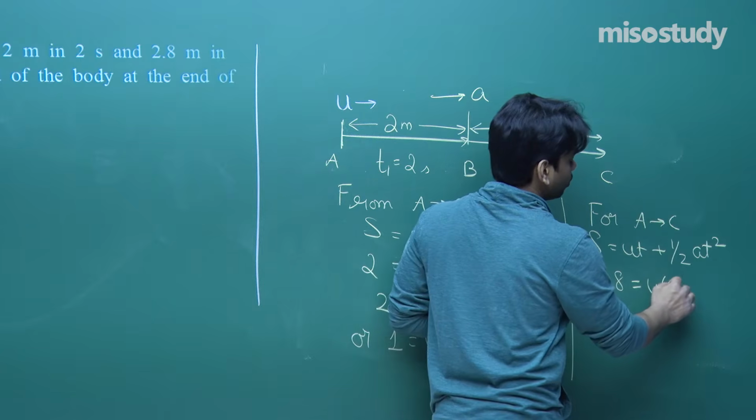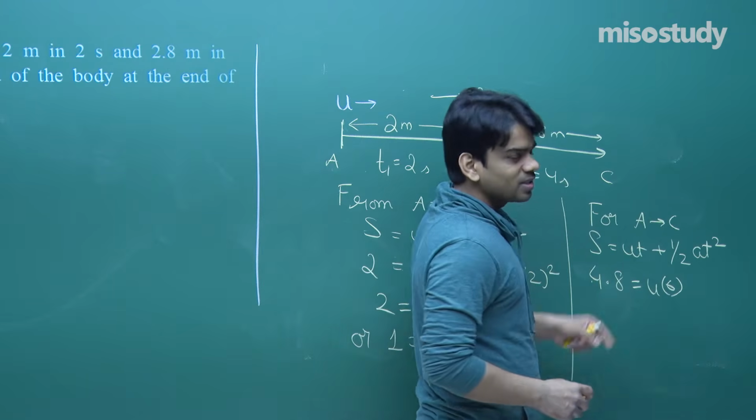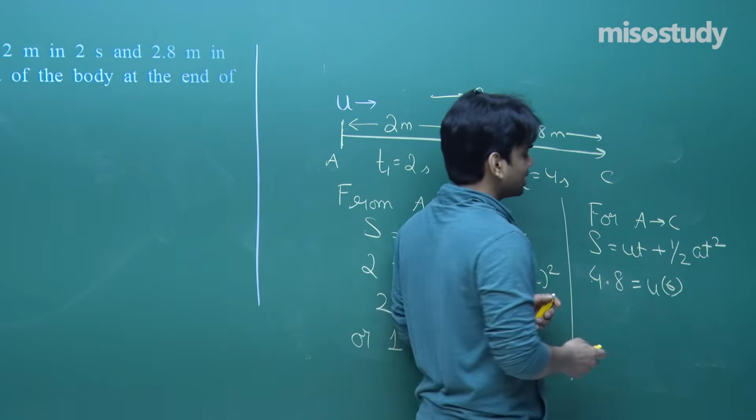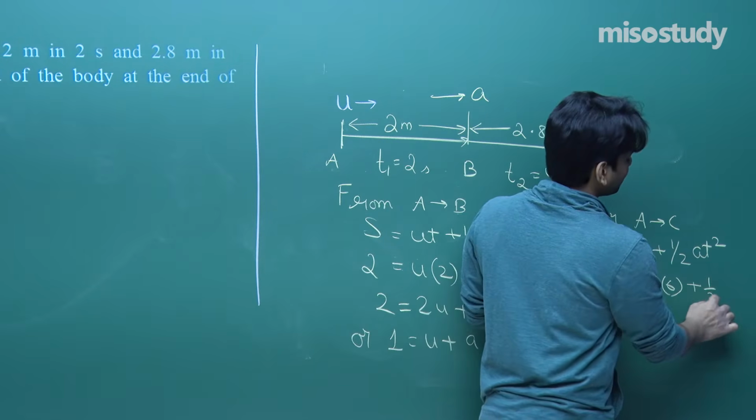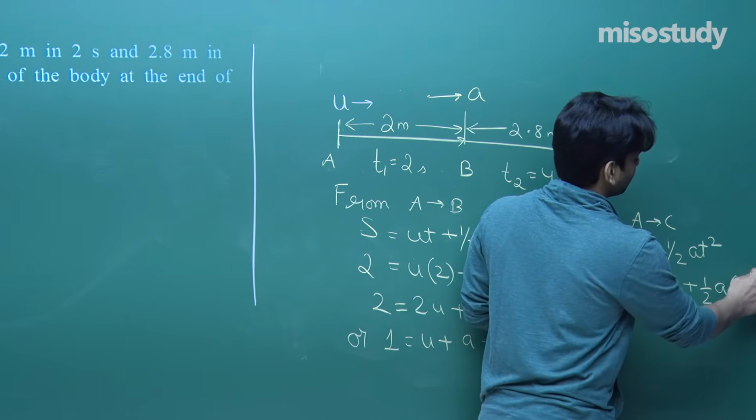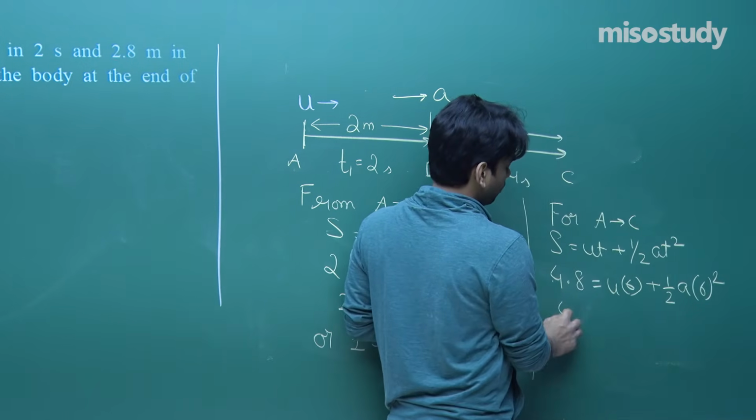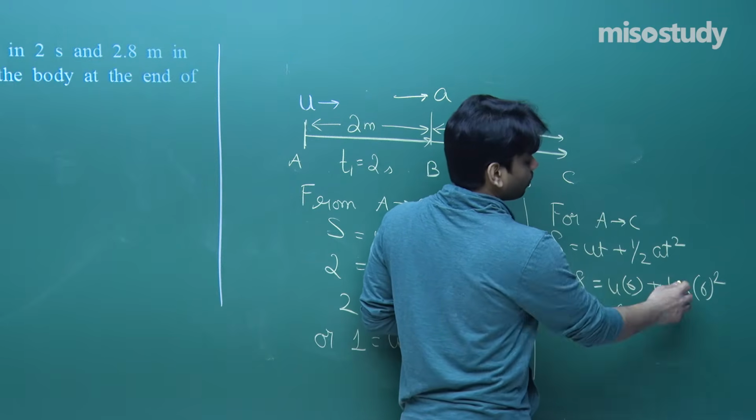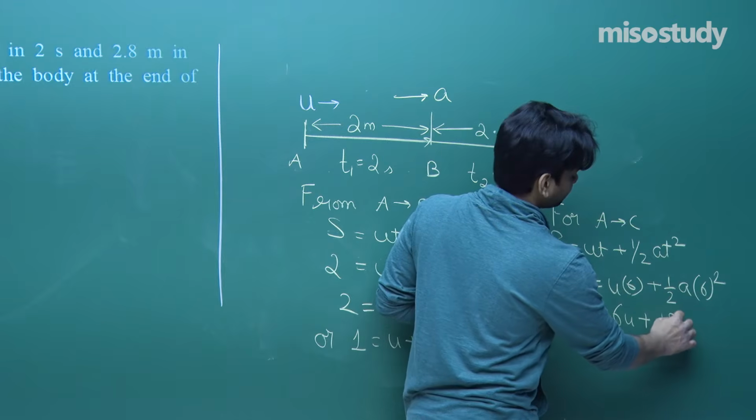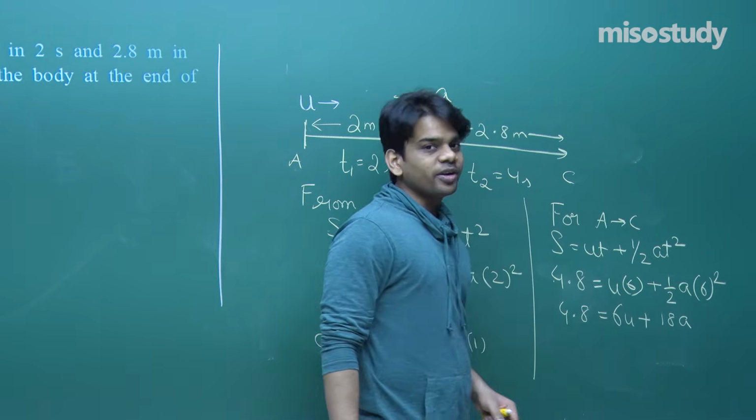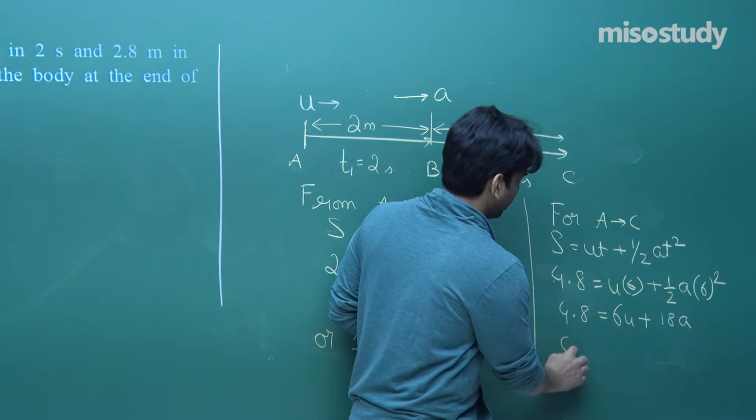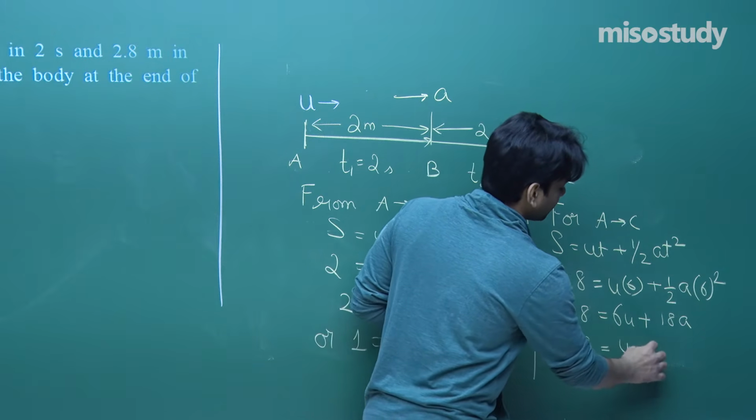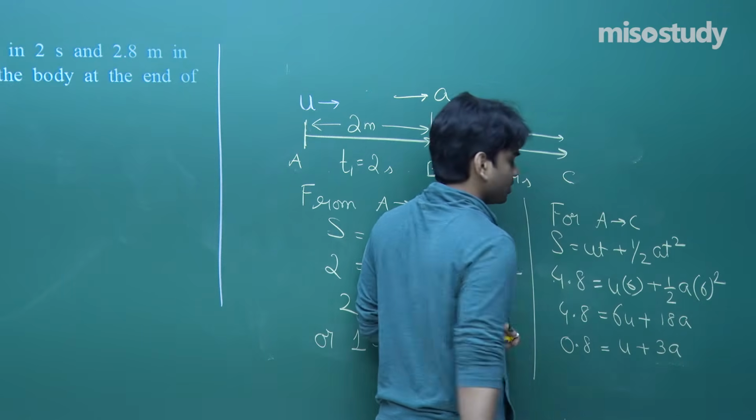U this time it will be u into 6. T will be 6 because 2 seconds here and 4 seconds for this. So it will be 6u plus half a t square, 6 whole square. So you will be obtaining 4.8 is equal to 6u plus 18a. If we divide every term by 6, we will be obtaining 0.8 is equal to u plus 3a. This is what we will be obtaining.